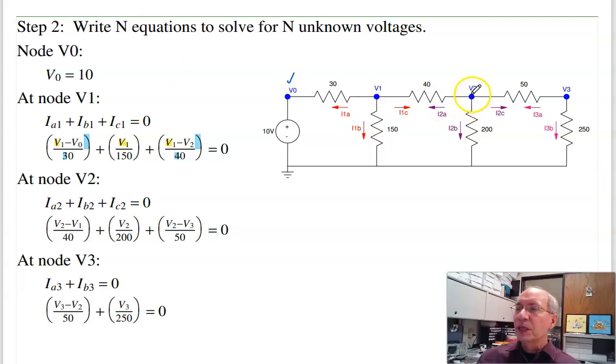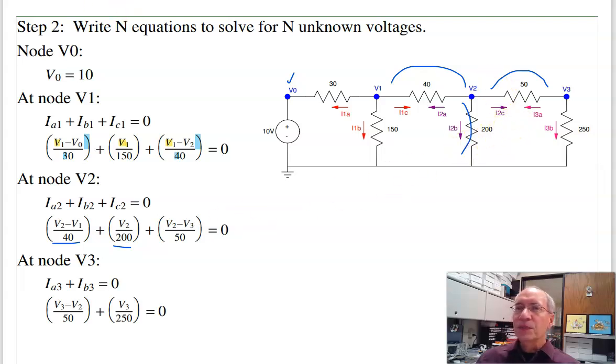Let's go to node 2. At node 2, that's the purple ones, current left plus current down plus current right equals 0. That's b2 minus b1 over 40, plus b2 over 200, plus b2 minus b3 over 50, equals 0. Again, notice all the b2s are positive, everyone else is negative.